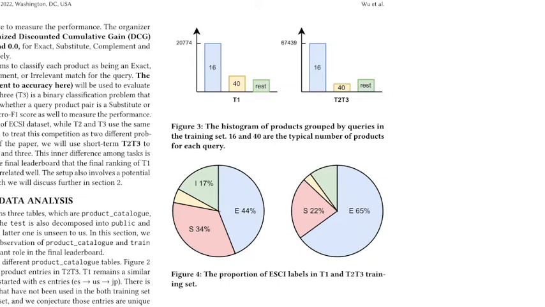Another important piece of information in the training set is that the proportion of the labels in T1 and T2, T3 are different. This difference creates a well-known data leakage for most participants: whether a query product pair is in T1 will improve the results in T2, T3. However, it is not quite easy to use this information directly in the private test set.